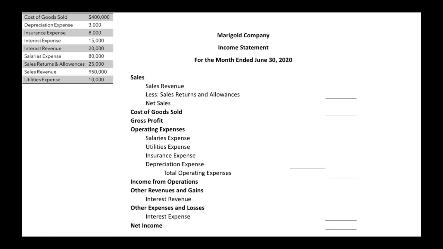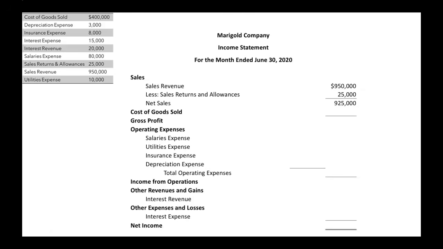So we start off with our sales information because we want to figure out our net sales. Well, our net sales in this case will be our sales revenue minus our sales returns and allowances. So our sales revenue was $950,000. So we'll write that in for our sales revenue. Our sales returns and allowances, those were $25,000. So when we subtract the two, we have a net sales amount of $925,000. So that's step one, is to figure out your net sales.